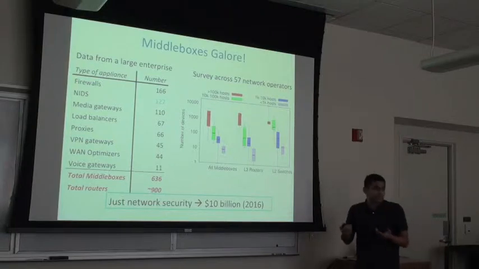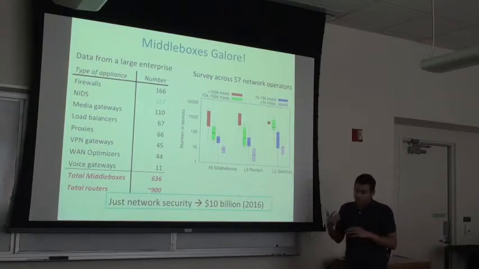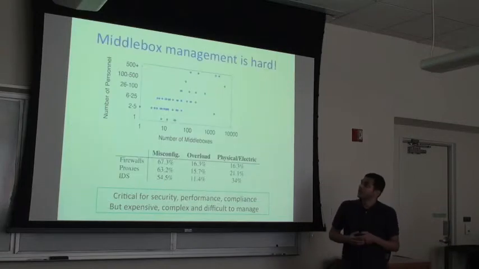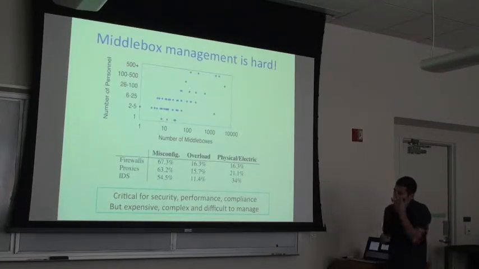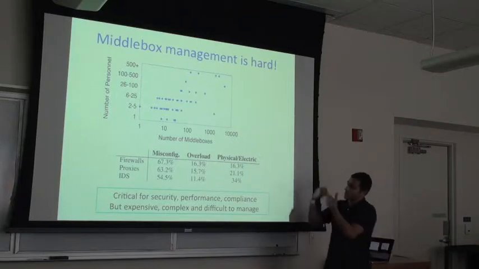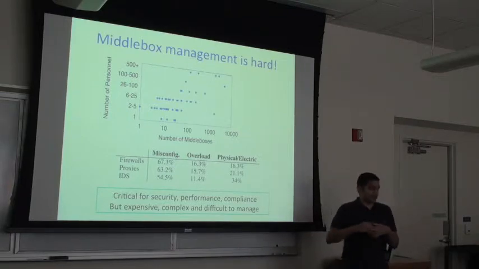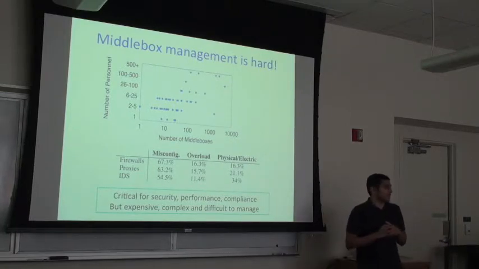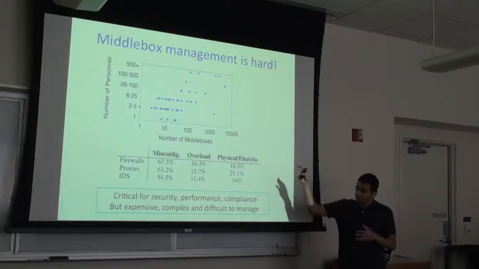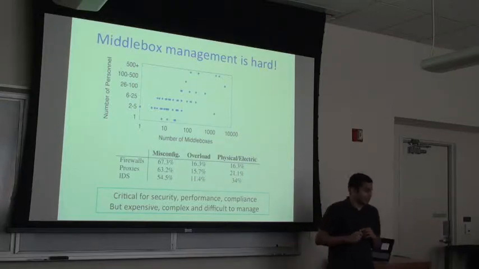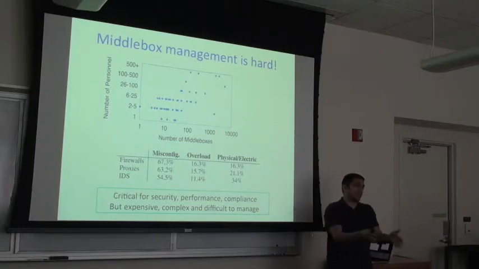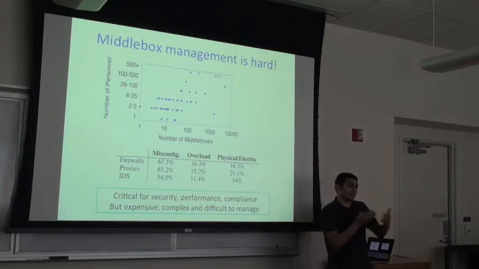Now clearly, people perceive a lot of value in these middle boxes. The operators get critical security, performance, and policy compliance requirements they have to meet through these boxes. But at the same time, managing these networks is actually a lot of pain. In the same surveys, we talked to people and asked these questions, and we found that they spend a lot of effort in managing a network with a lot of these middle boxes. In fact, the large enterprise I surveyed told us that they have dedicated teams for each kind of appliance. They have a WAN team, a load balancing team, a firewall team, an IDS team, and so on.